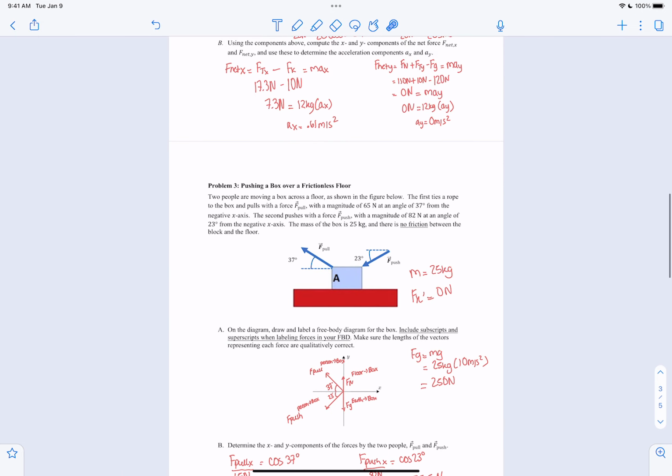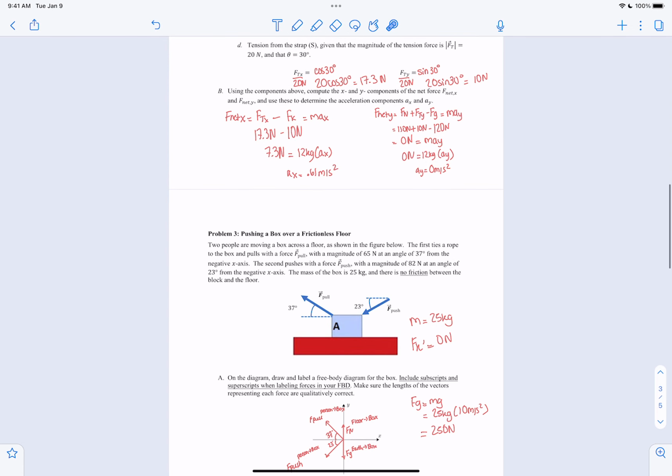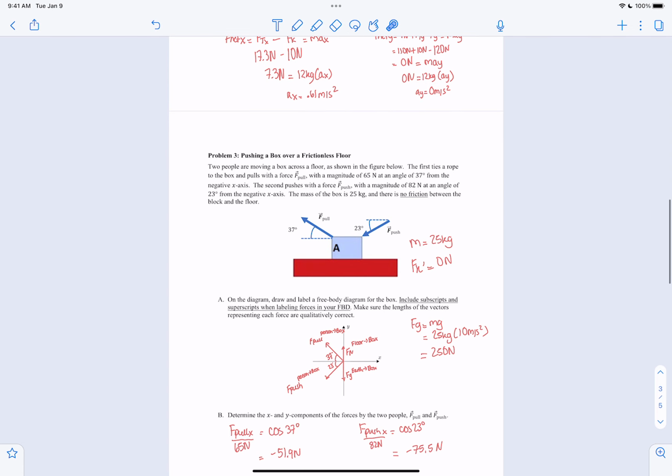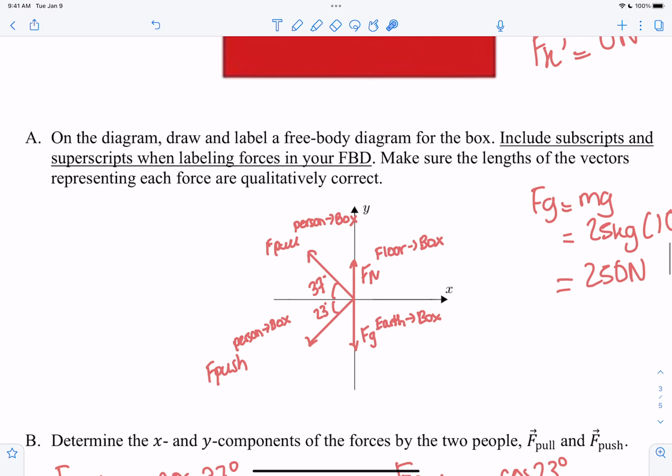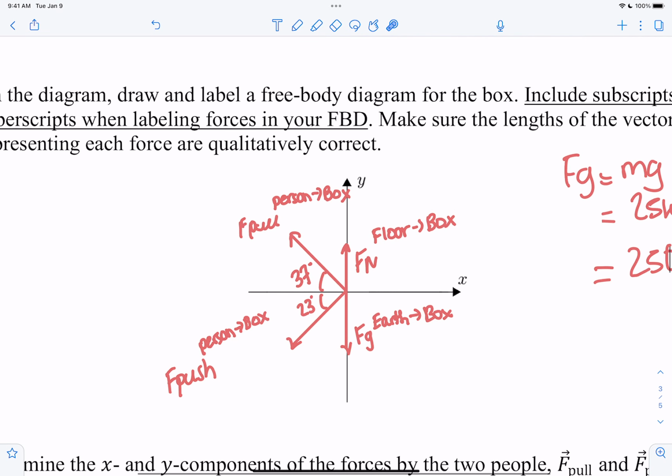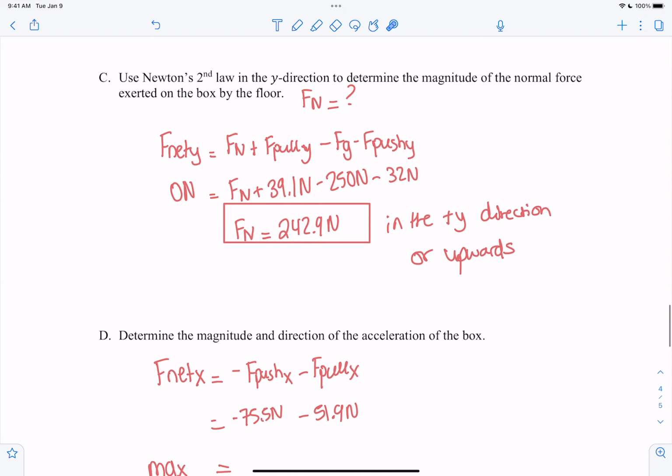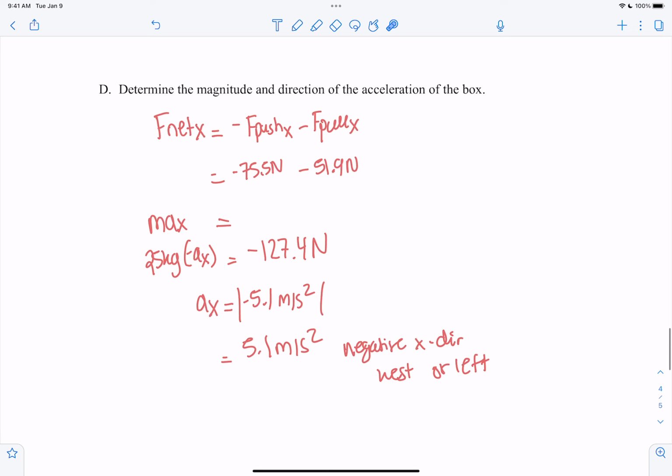Hopefully everything made sense and my explanations made sense. But okay, someone wanted to go back to 3A. If you want to take a screenshot or write things down real quick. Yep, and then 3D. This was 5.1 meters per second squared. That's the magnitude, and then in the negative x direction.